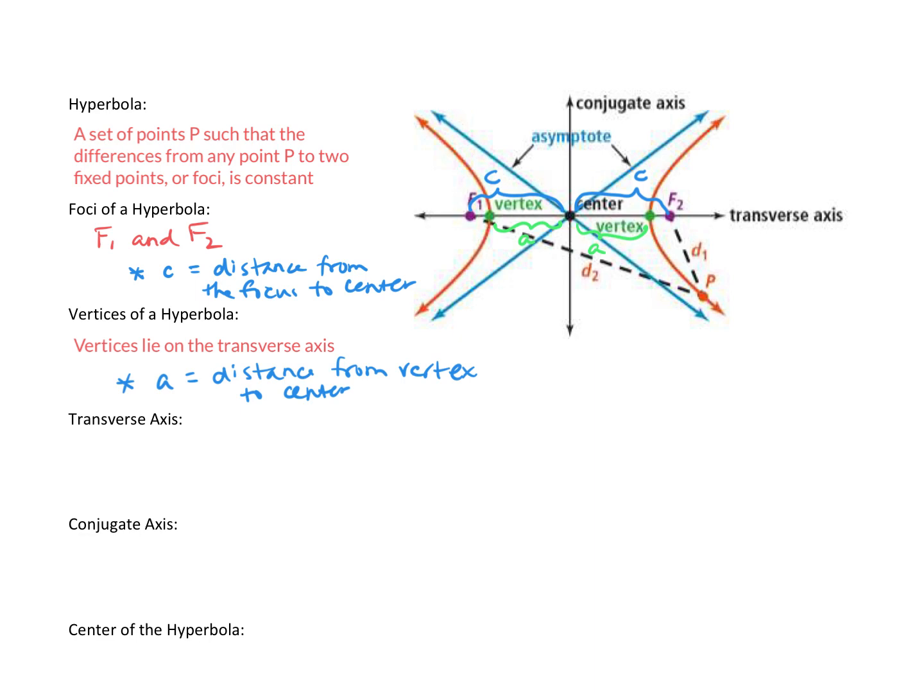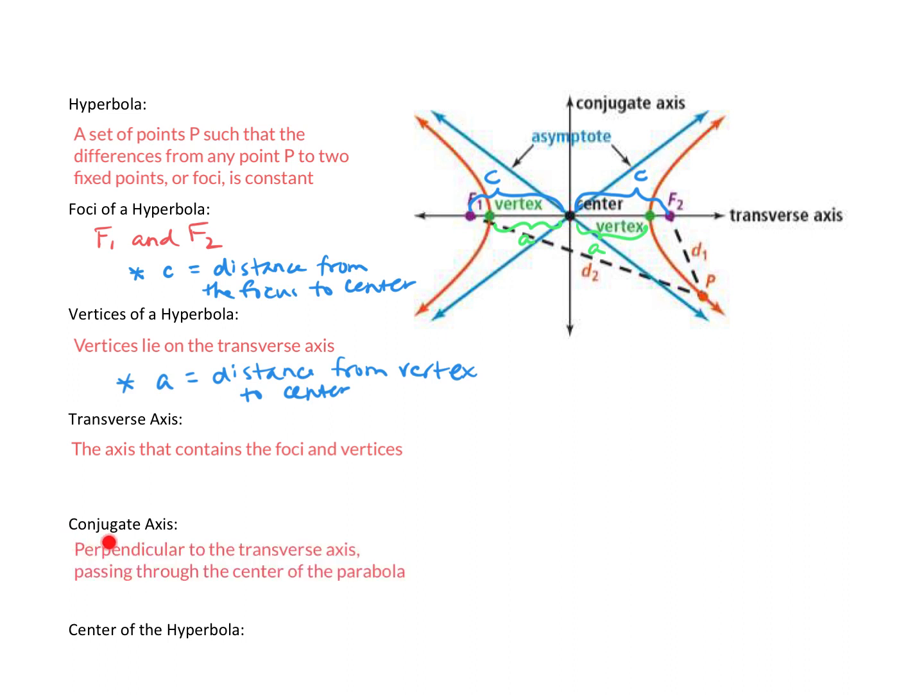All right, transverse axis. This is the axis that contains the foci and the vertices. So in this hyperbola, the transverse axis is horizontal. When you have a horizontal transverse axis, your hyperbolas will open right and open left, like that.